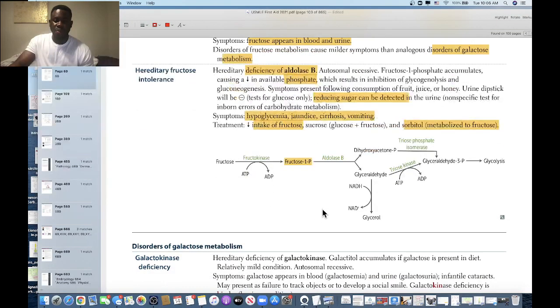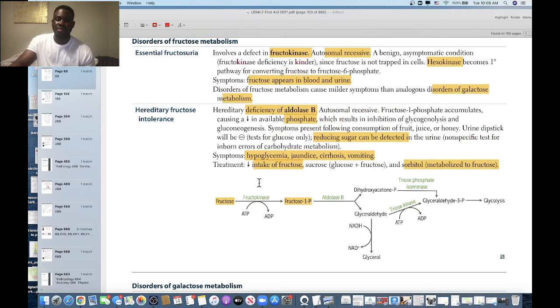Now, this is the pathway. Fructose is normally converted to fructose 1-phosphate by fructokinase. If it's deficient, we'll have excess fructose building up. This fructose will be seen in the urine, and it does not really cause any symptoms. That's the kind one. Fructokinase deficiency is kinder. Next is aldolase B. Aldolase B deficiency leads to accumulation of fructose 1-phosphate, which is hereditary fructose intolerance. They'll have accumulation of fructose 1-phosphate, which will prick the liver and cause liver problems.